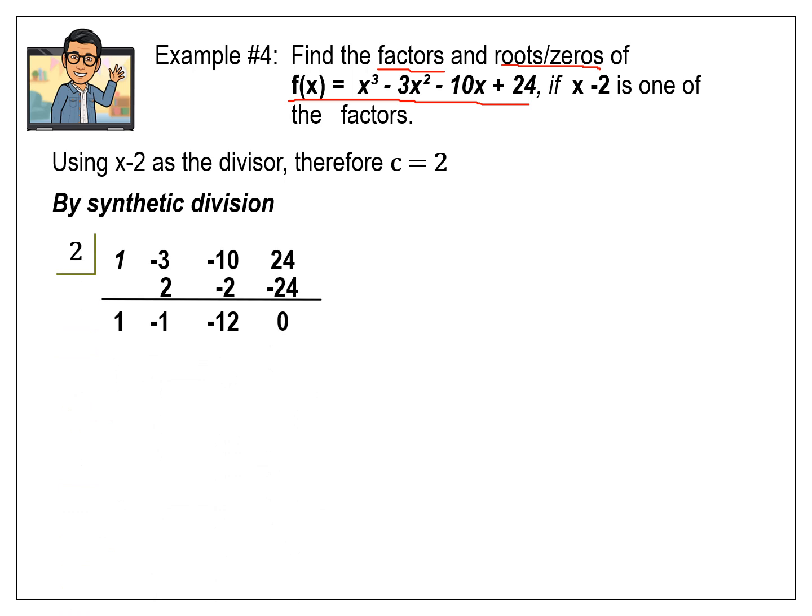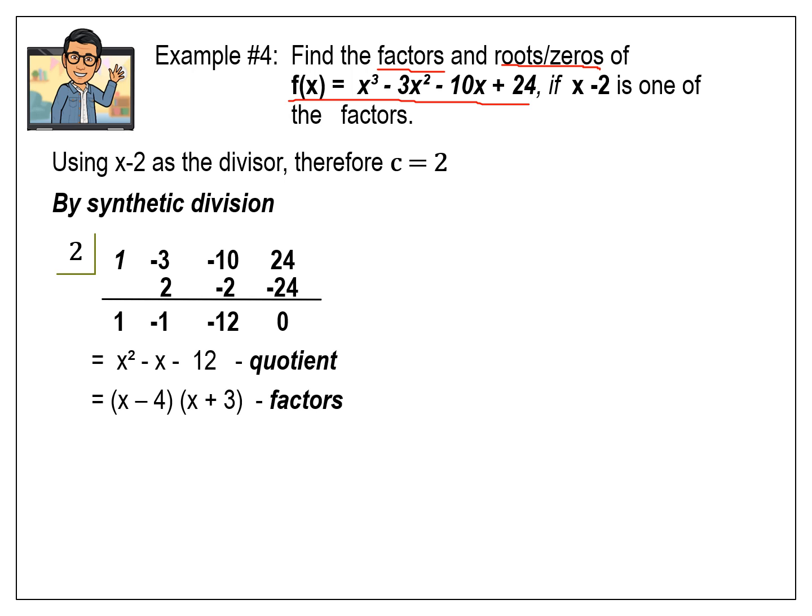So we have 2 as our divisor, so bring down 1. 1 times 2 is equal to 2, so negative 3 plus 2 is negative 1. Negative 1 times 2 is negative 2. We add negative 10 and negative 2, so we have negative 12. So negative 12 times 2 is negative 24. So 24 plus negative 24 is equal to 0. So our quotient is x squared minus x minus 12, where it is factorable.